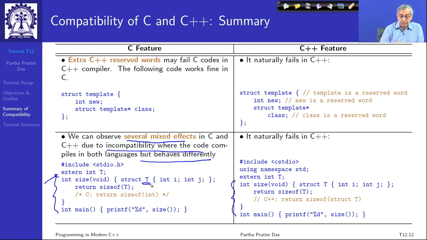C allows you to write this t, and when you return the sizeof, it returns the size of the integer. You write the same thing here, write sizeof t, and it returns the size of struct t. Right. So, the languages interpret them differently. That is a big problem. So, always try to avoid these kinds of situations in your code.